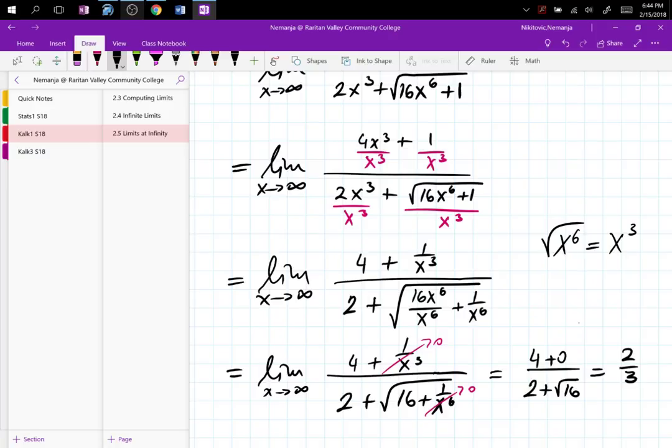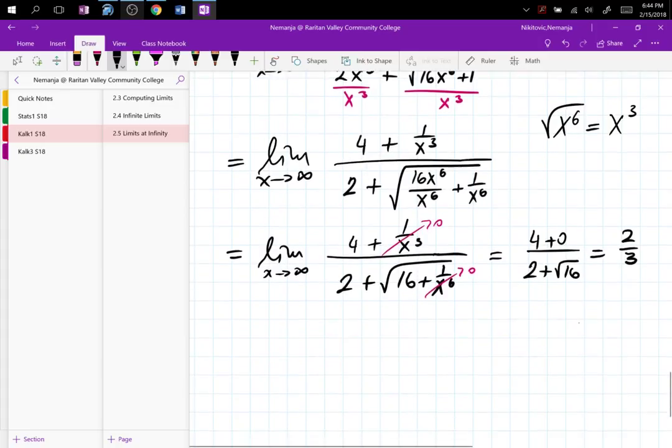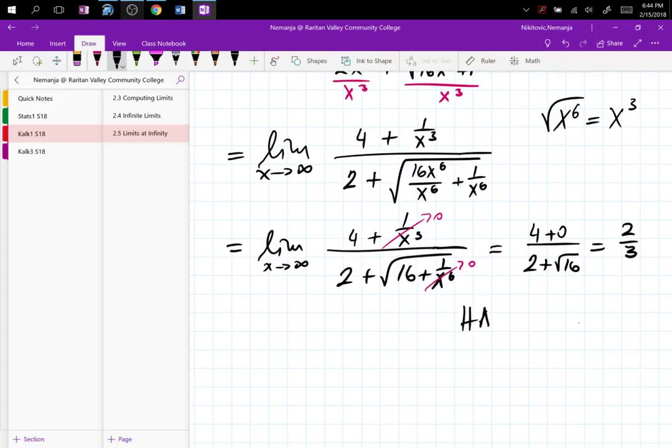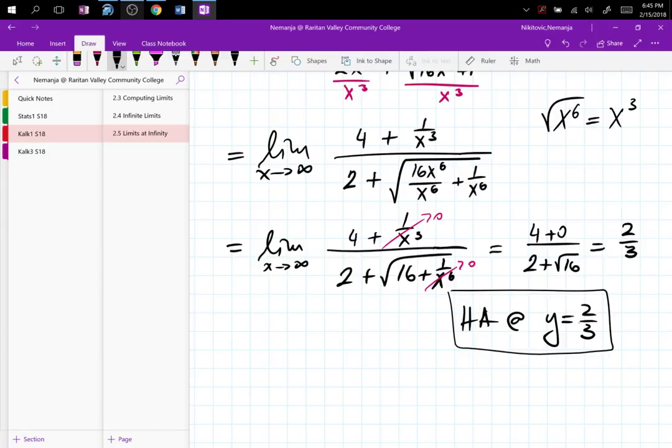By the way, horizontal asymptote at 2/3, right? So horizontal asymptote at y equals 2/3. Because the limit going to infinity gave us 2/3 as the answer. When it gives us 2/3, we know it's a finite value, so that's the horizontal asymptote. If it gives us any of the infinities, it's the end behavior.